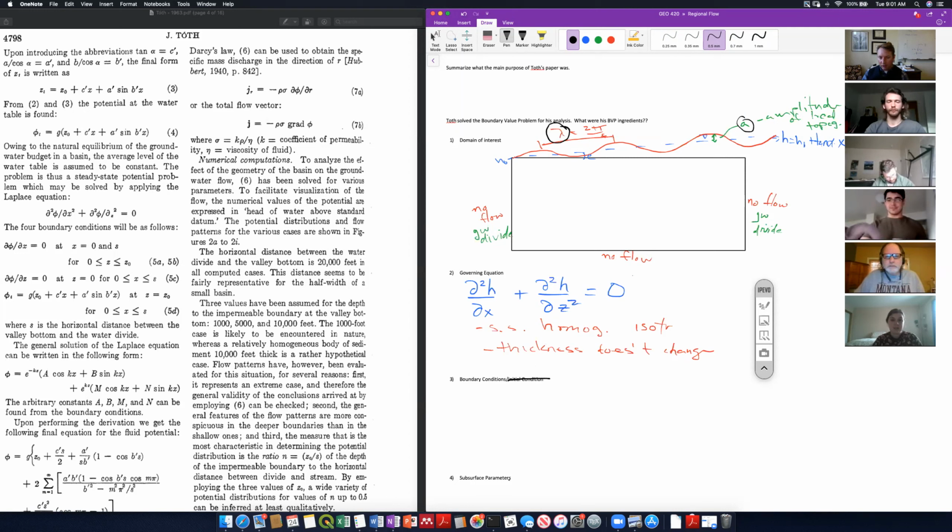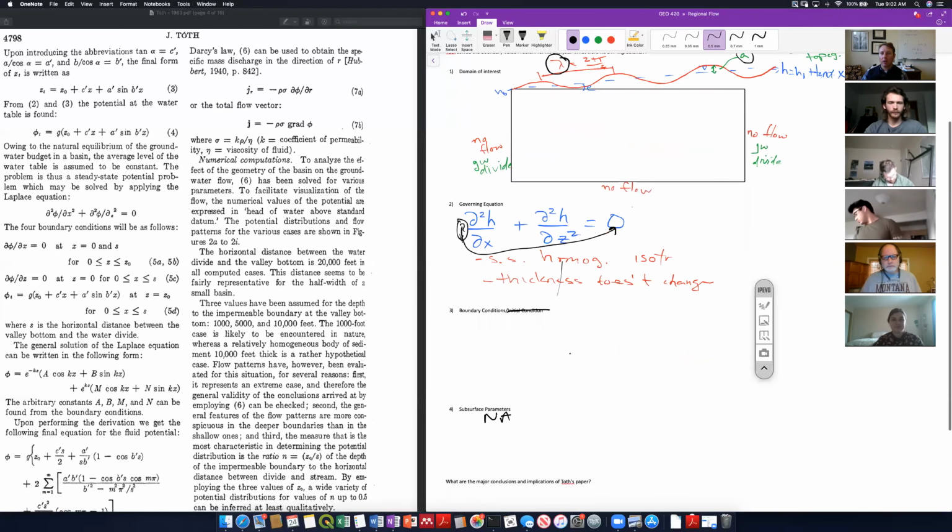What about subsurface parameters here, like hydraulic conductivity, storativity, things like that? Do we need to worry about that with this governing equation? No, because the hydraulic conductivity falls out, and it's the same in all directions. Since it's homogeneous and steady state, we don't need to worry about it. Our life gets way better when we have a homogeneous steady state system.